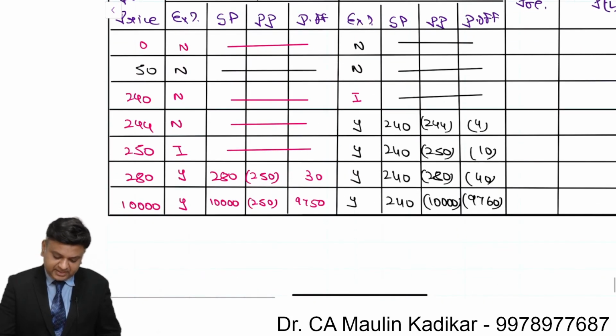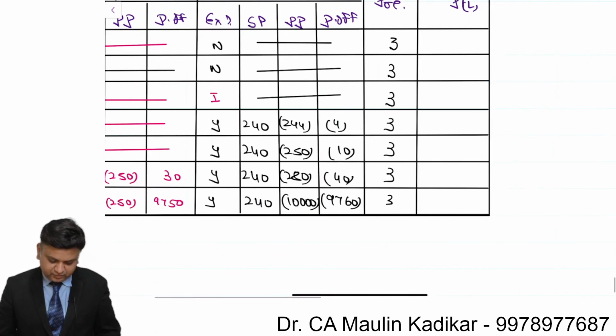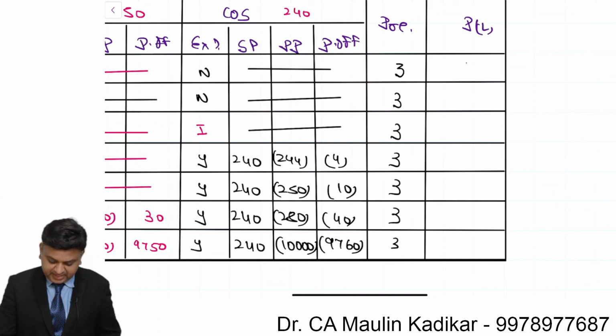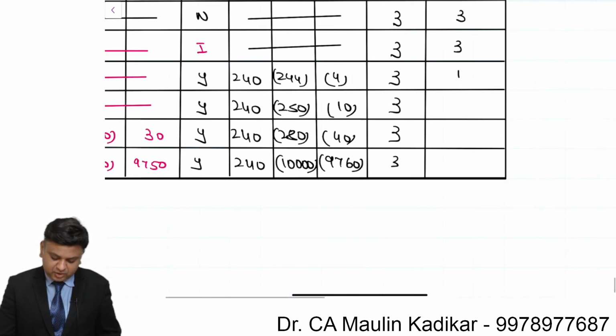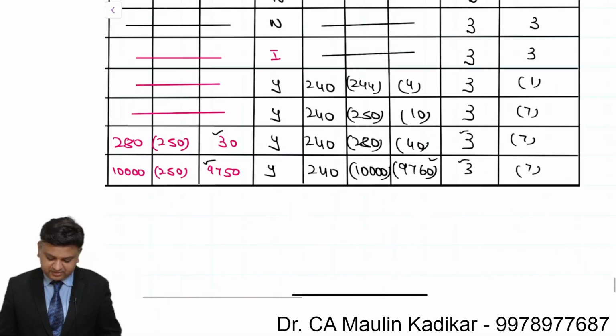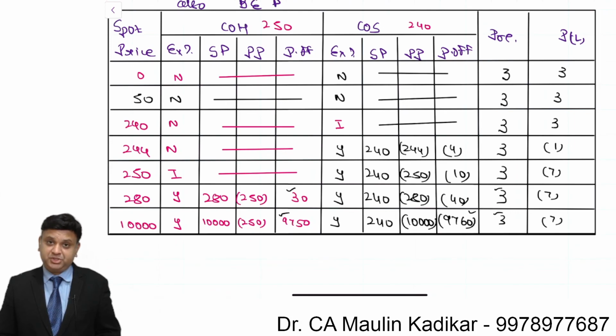The amount of the premium that I had received initially was rupees 3. So what will happen? If at all the prices are falling down, then I will make a profit of rupees 3, of course. In this case, I will have a loss of rupees 7. Then 30 plus 3, 33 minus 40, so again 7. 9750 plus 3 minus 9760, so again 7. This is the way we will be having the profit or loss in different situations.